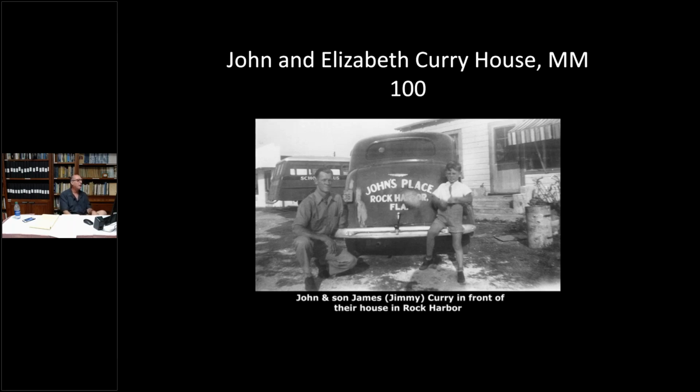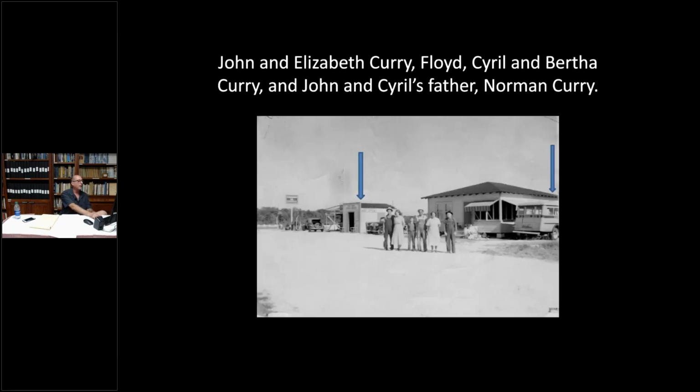And again, we see the school bus behind John's head. Also interesting to note, well, I'll get that in a second. This is a better picture of the Curry house built in late 1935, early 1936. You see the arrow on the right pointing to the Monroe County bus, which has been upgraded since 1932. And then the arrow to the left shows the new location for the Rock Harbor post office, which was also a gas station.